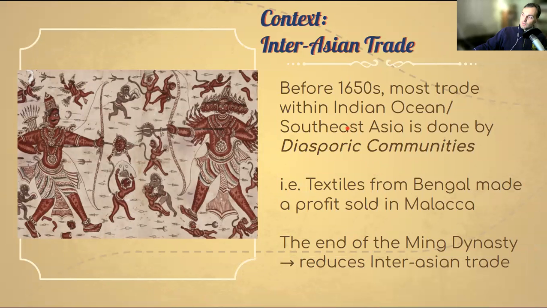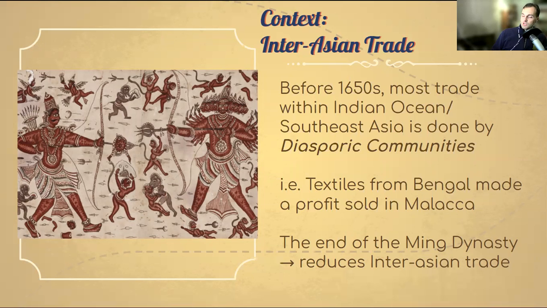So in terms of what was going on in Asia at this time, right on the edge of this giant influx of silver, is to understand that trade and commerce within Asia itself, so between what is now like India, what is now like Indonesia, and what is now China, as well as parts of Japan, the islands of the Philippines, is that all of this trade was being done by diasporic communities.